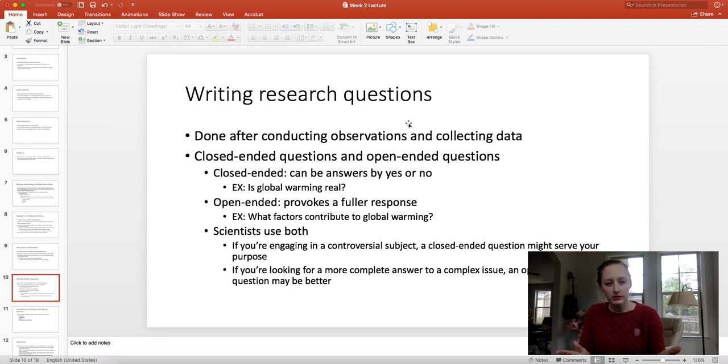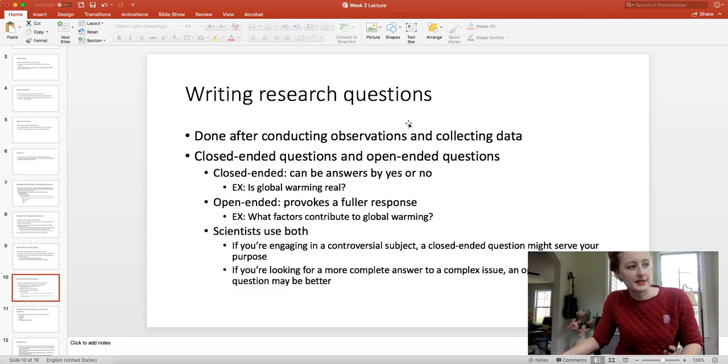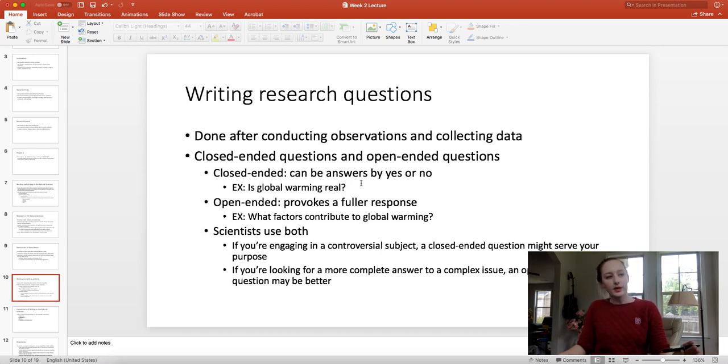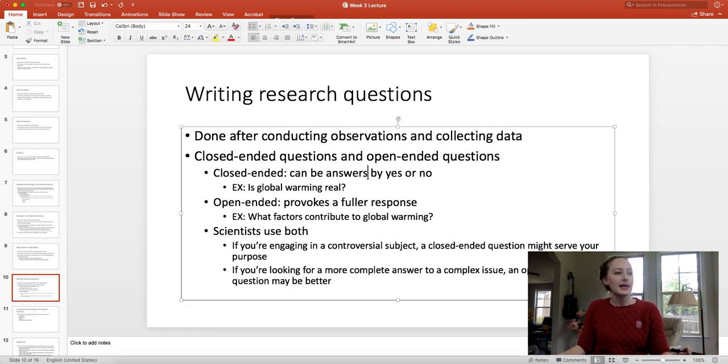Well, all of those will help the scientist decide what kind of question they need to ask. So, a closed-ended question can be answered by yes or no. So, for example, is global warming real? Yes or no. That is a valid research question.